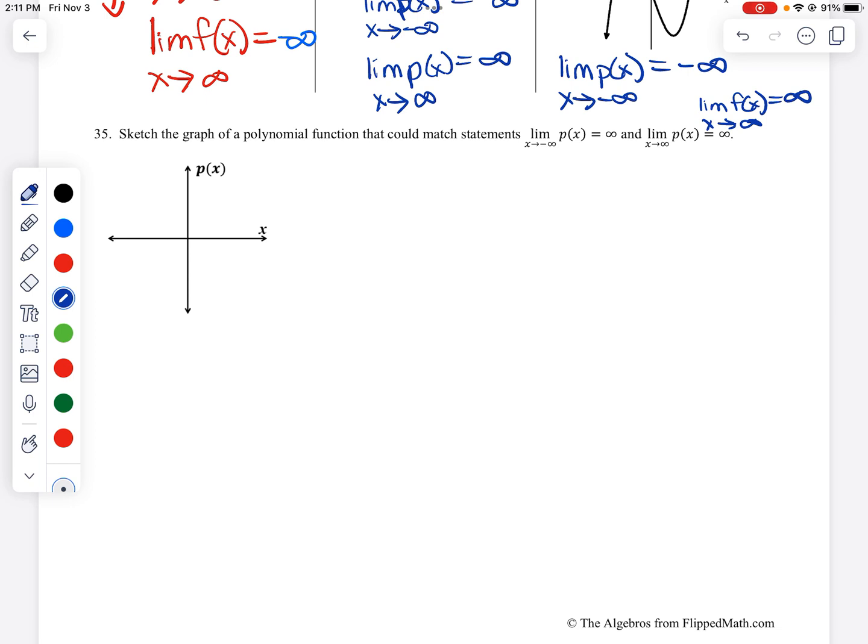So sketch a graph of a polynomial that has, let's see, they're both going up. So it could look however we want it. Tons of swirls, but it has to end going up.